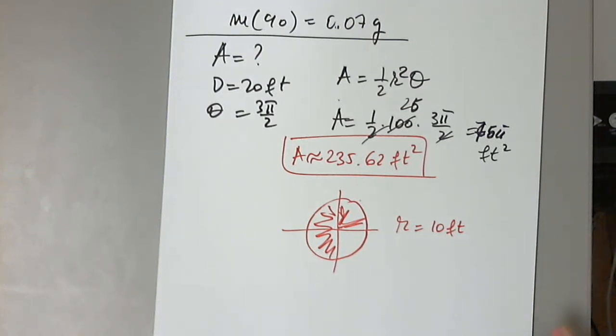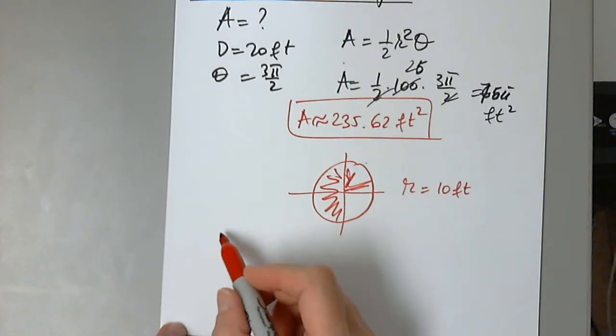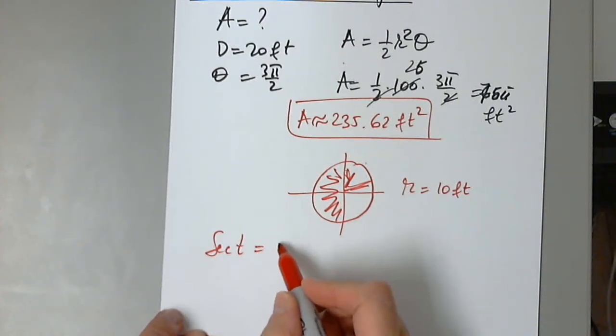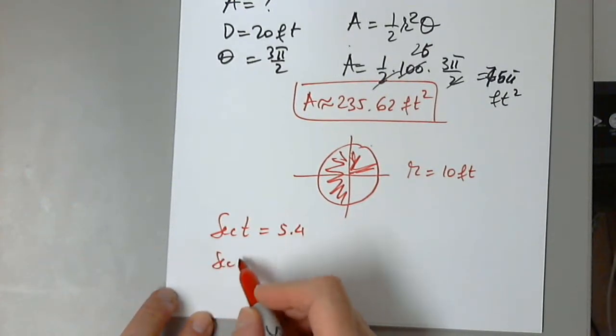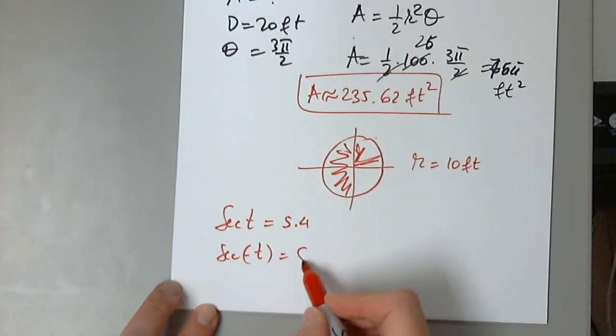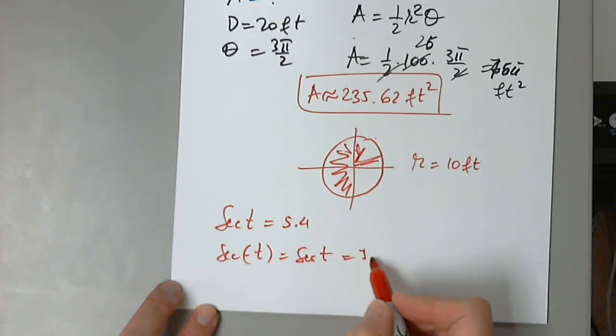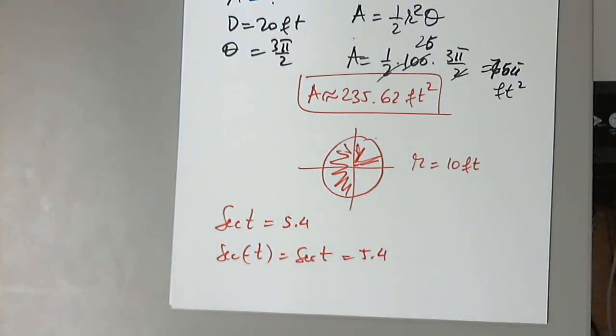Yes, Glenn. 7.4. It says if secant of t equals 5.4, what is the exact value of secant of negative t? Since secant is one of the two trig functions that is even, secant of negative t must equal the same number, secant of t.